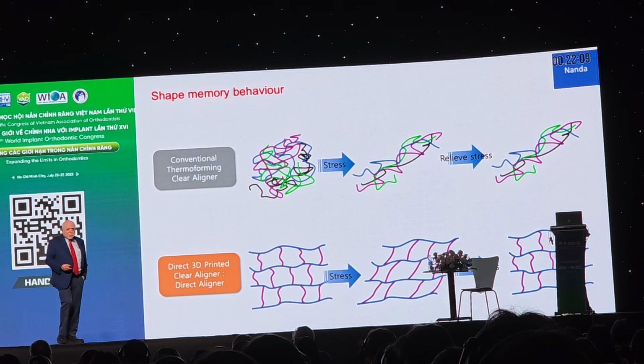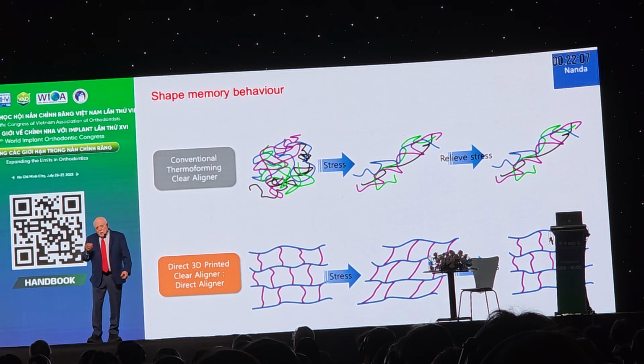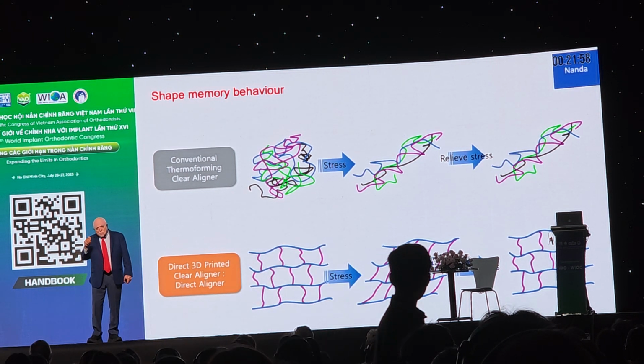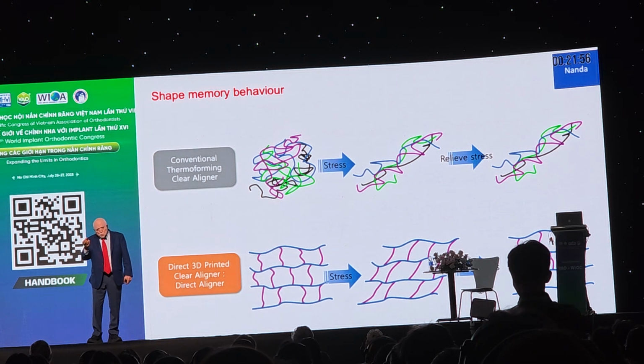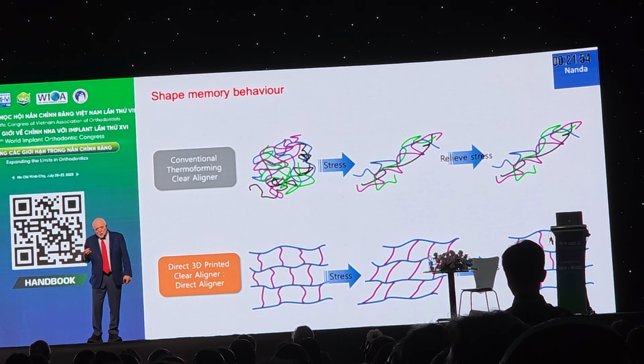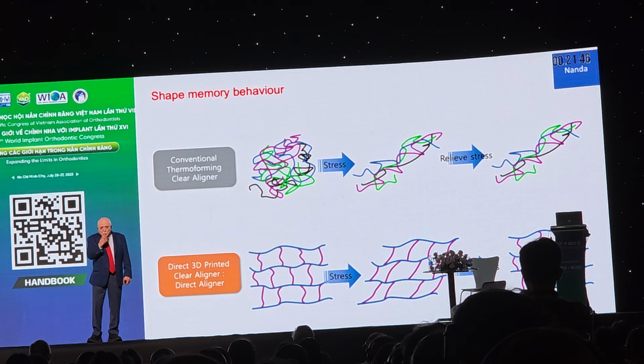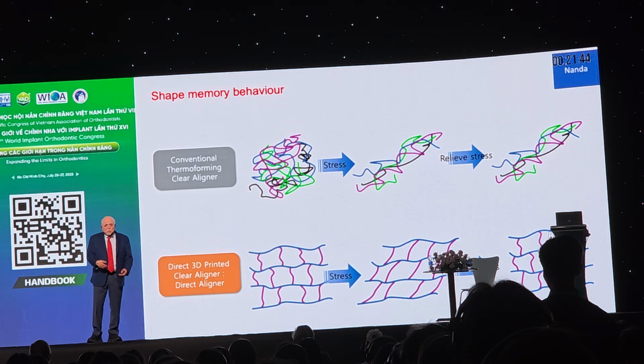What does that mean? That means that if you do 0.25 millimeters of activation in your aligner and you put it in the mouth, in 7 days, teeth should move 0.25. You take the aligner out and you will see that whatever changes you did in the aligner are still there. It's just like nickel titanium wire. They deform in the mouth, you take it out, they go back to their original shape.